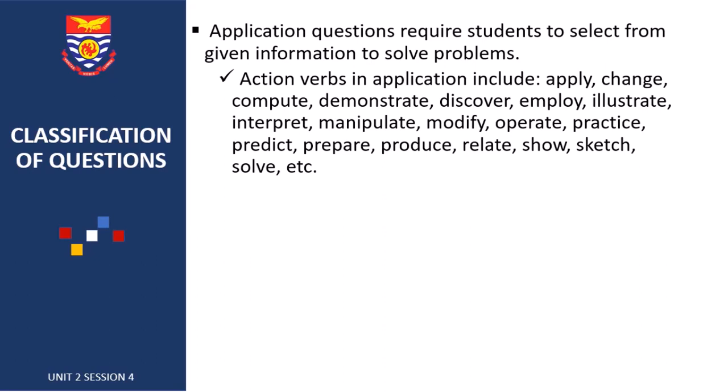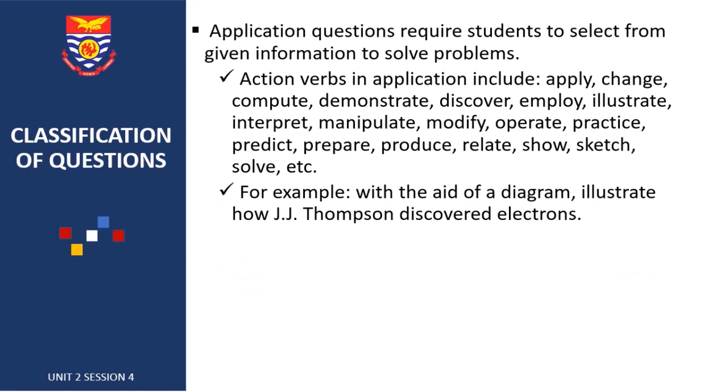So here too, if you want your student to operate at this level, you can use any of these action verbs. For example, with the aid of a diagram, illustrate how J.J. Thomson discovered electrons. The action verb here is illustrate, and it implies students are to apply or are to operate at the application level.